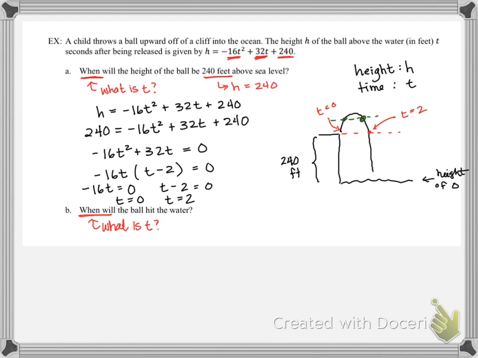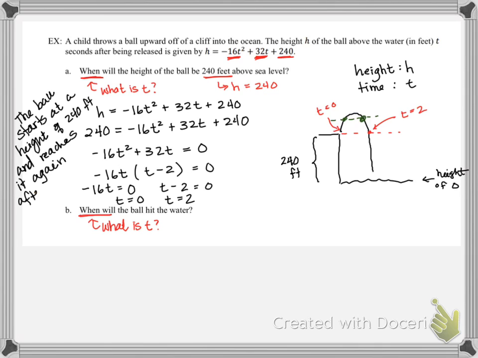So just one more question on A. Sure. So when we're handwriting out the answer, we would include 0 because that is technically correct, and 2. At a height of 240 feet, and reaches it again after 2 seconds. So that's how I would say it.